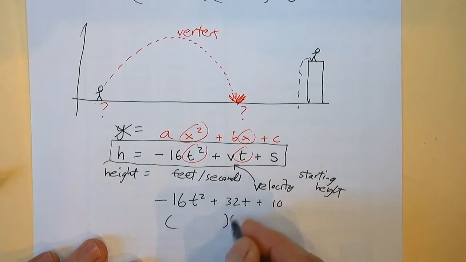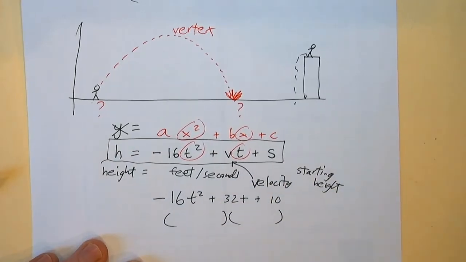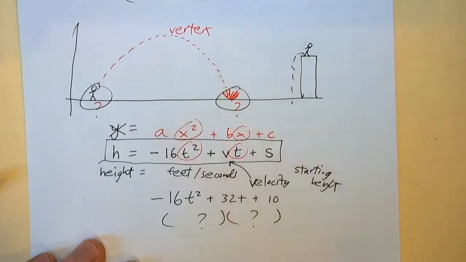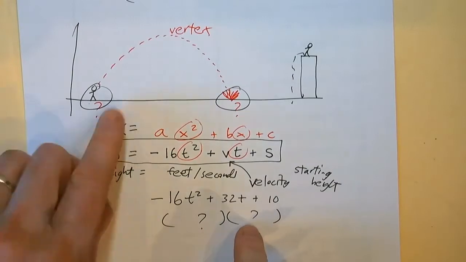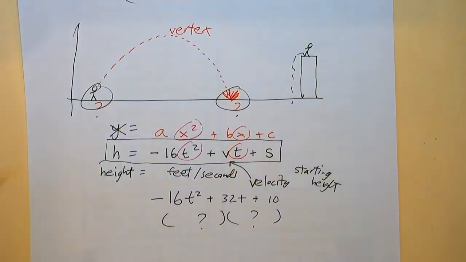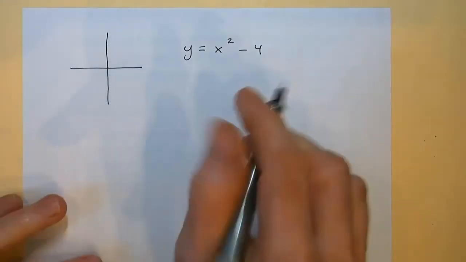Doesn't this look like something you could factor? That's pretty cool. Because when you factor it, these answers are where you were and where it lands. Okay, let's see how to do this. Let's start with something a little bit easier. Okay, so we'll start with a simple equation.